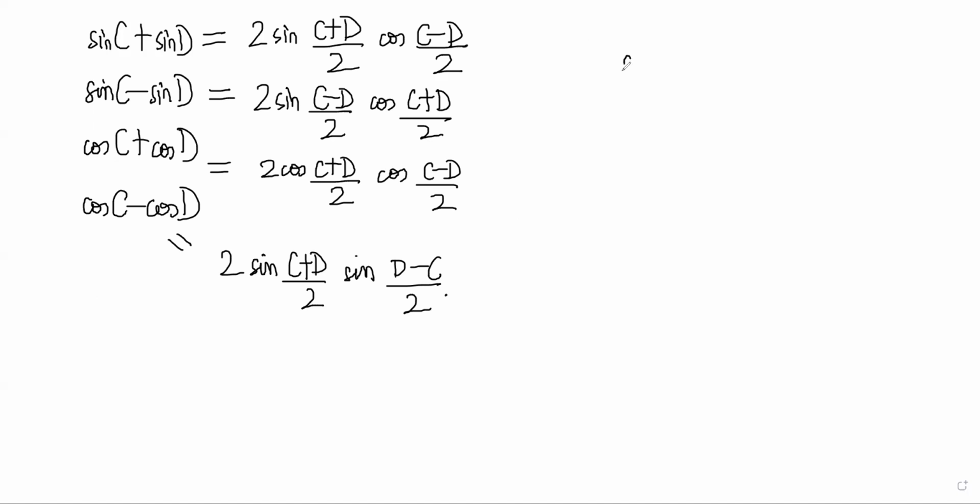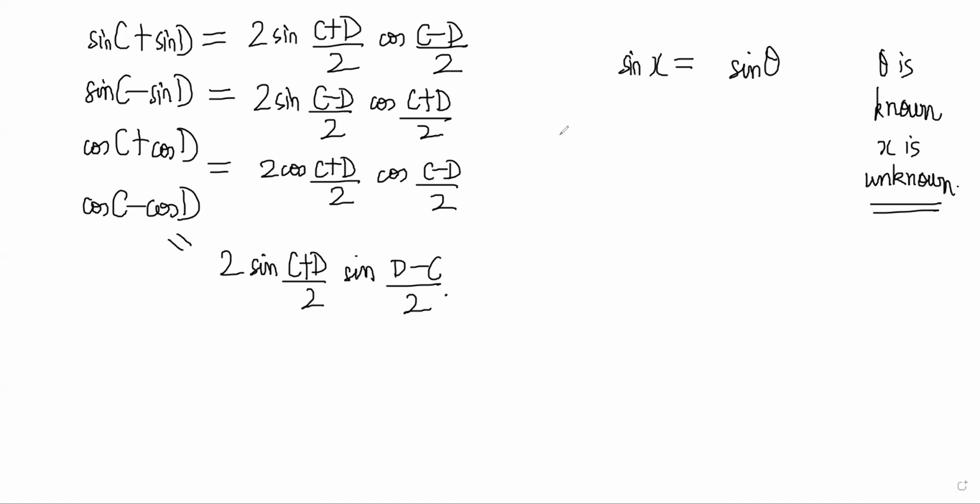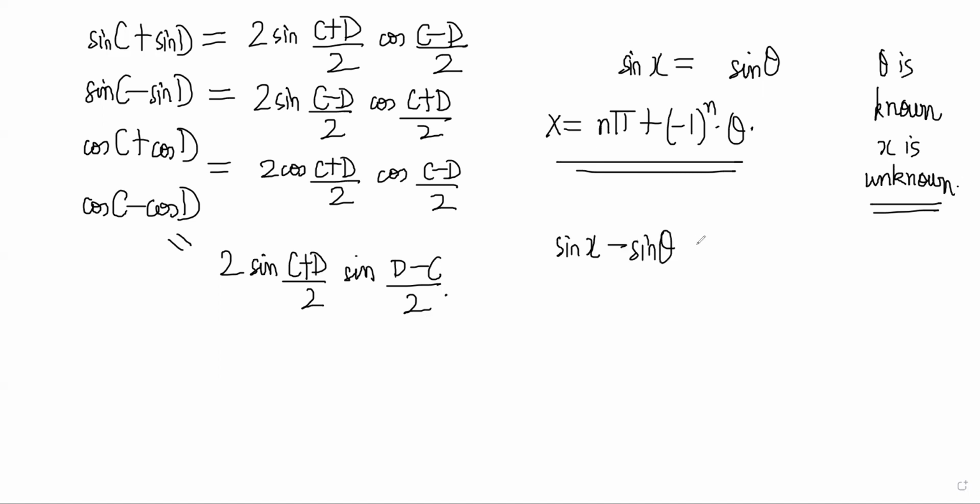So for example, if you have sine x is equal to sine theta, right? Here theta is known, x is unknown. So basically we had learned in the previous class that x must be n pi plus minus 1 power n into theta, right? But we had not seen a derivation for that. Now we will see the derivation. So we will say sine x minus sine theta equals 0, right?